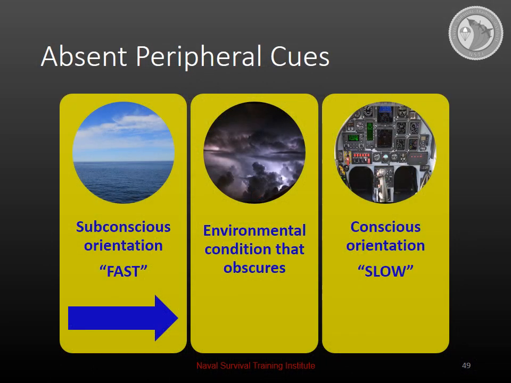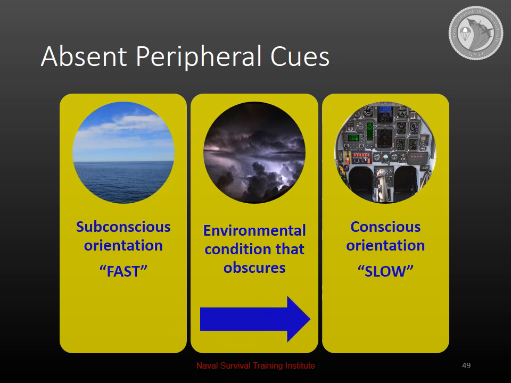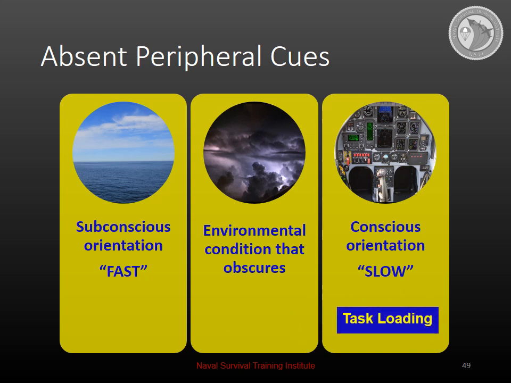You can orient based on focal vision. If you lose view of the horizon, which is a subconscious process, very, very fast, when environmental conditions obscure that horizon, whether it's nighttime or you're flying in the clouds, your orientation process becomes conscious, which slows it down. You have now got an extra task that you have to do cognitively, and that is increasing your workload.